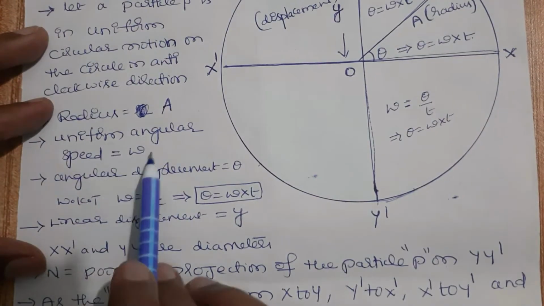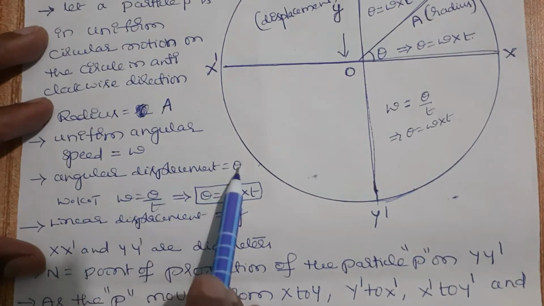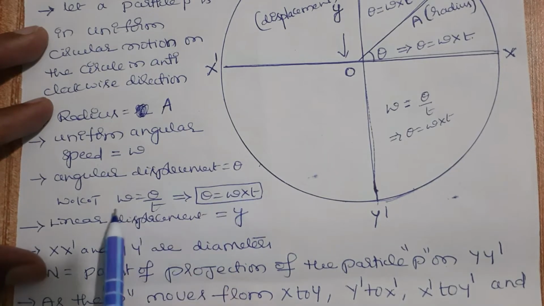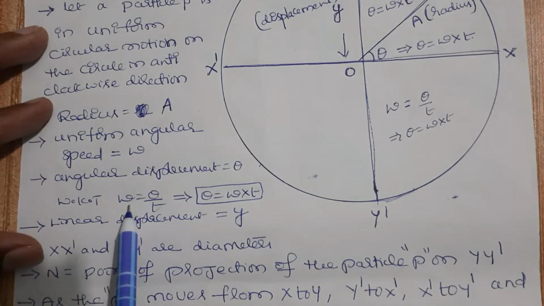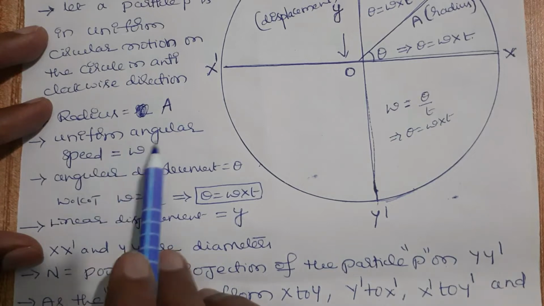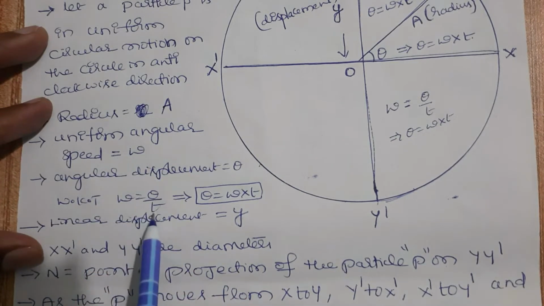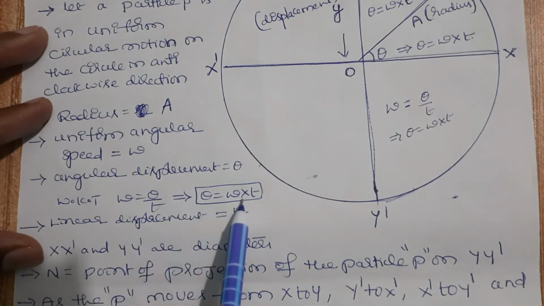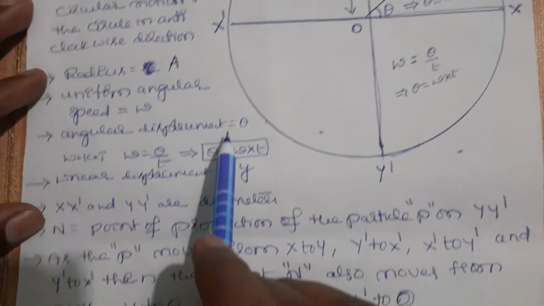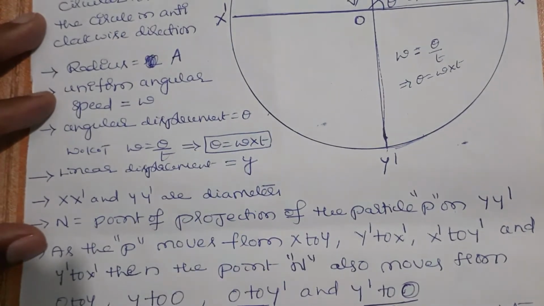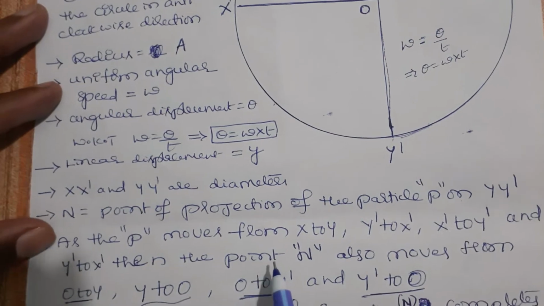So uniform angular speed is omega, angular displacement is theta. We know that the magnitude of uniform angular velocity, or uniform angular speed omega, is theta by t. Then theta is equal to omega into t, where theta is angular displacement.